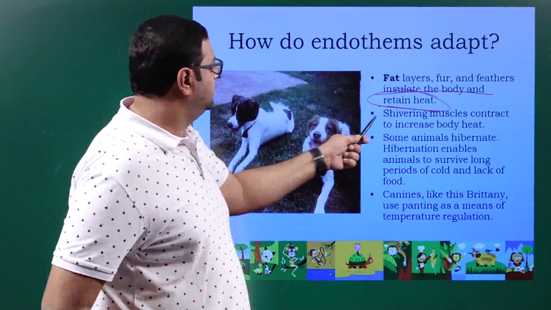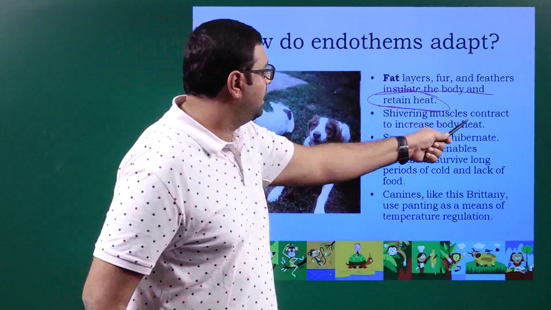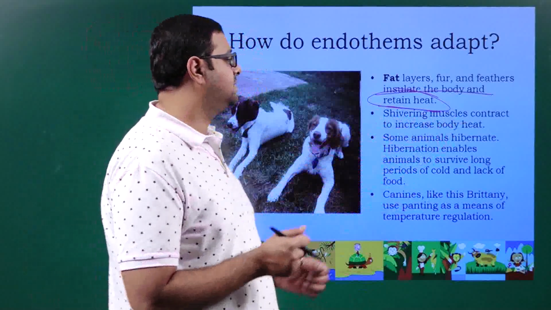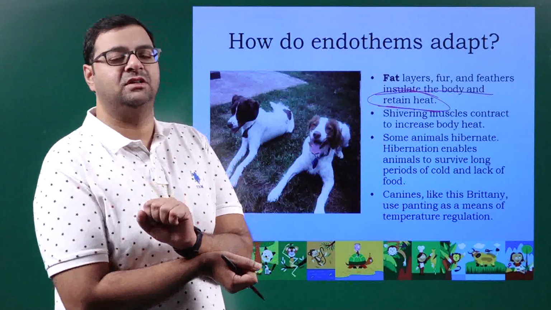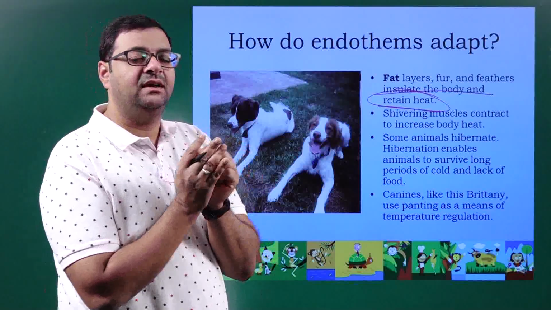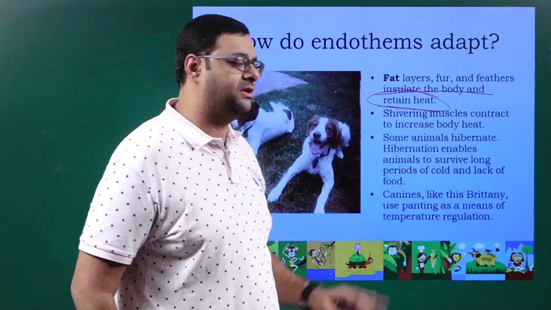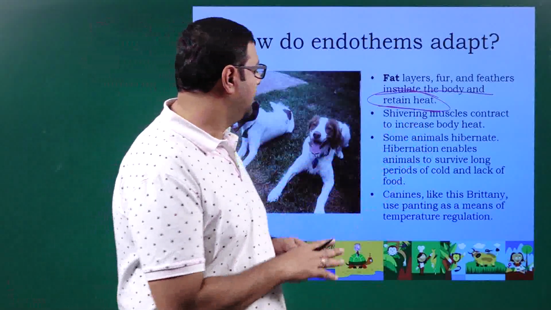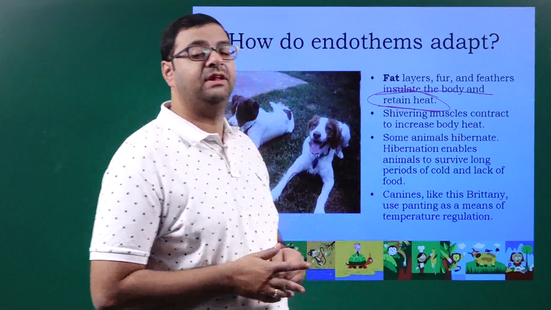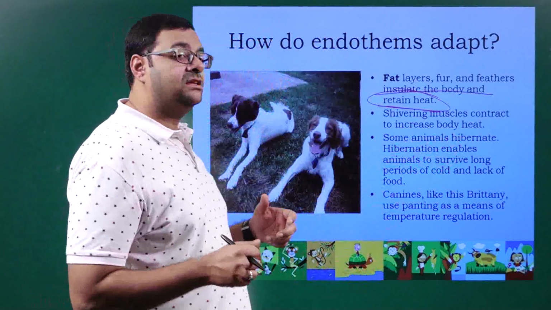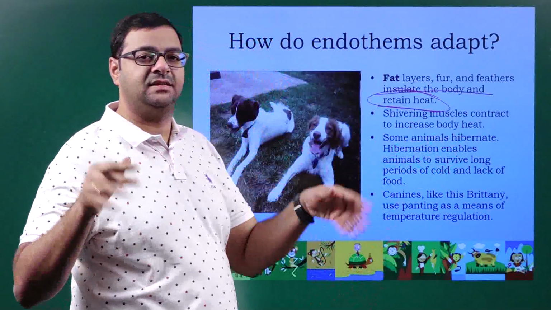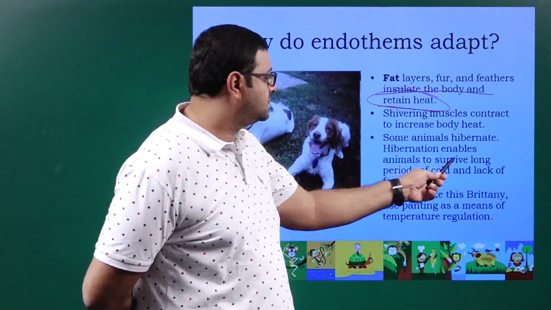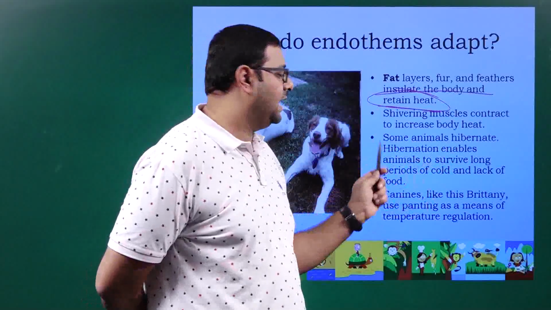Then shivering: muscles contract to increase the body heat. What do you mean by shivering muscles? The muscles are constantly in contact with each other, so when they are rubbed apart, heat is produced, and that is how they maintain the internal body heat. Then some animals hibernate. Say for example, bears: 6 months they are active, 6 months they are sleeping. Hibernation enables animals to survive long periods of cold and lack of food.